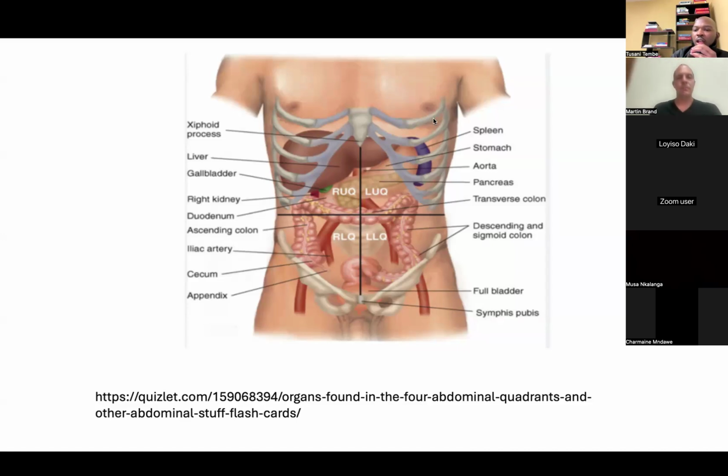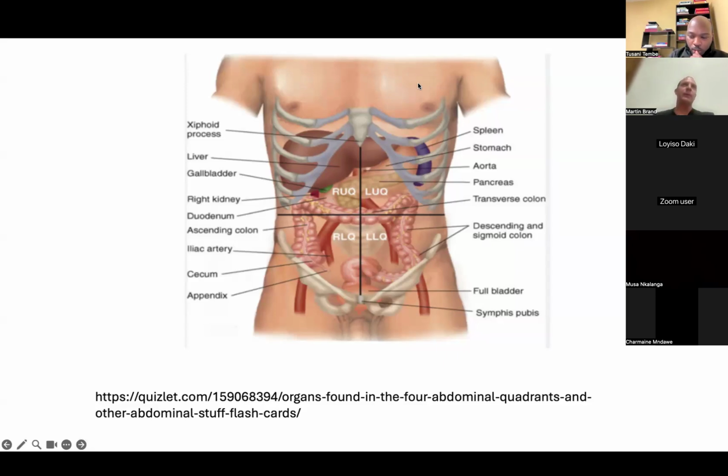When we say a patient has a surgical abdomen, or when you say someone has peritonism, what exactly do we mean, Prof?